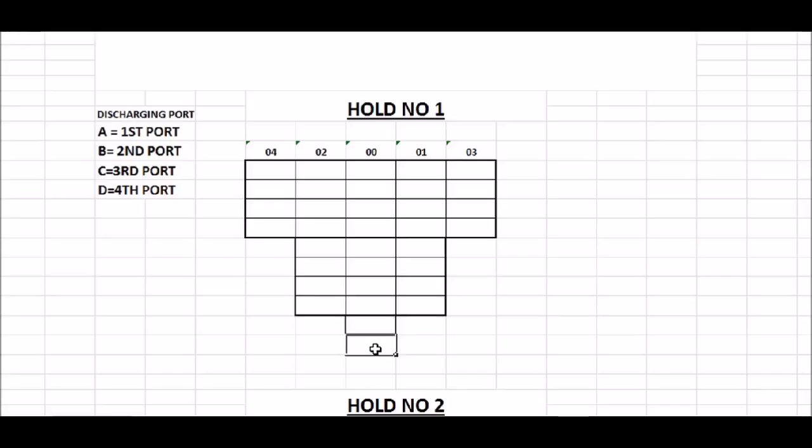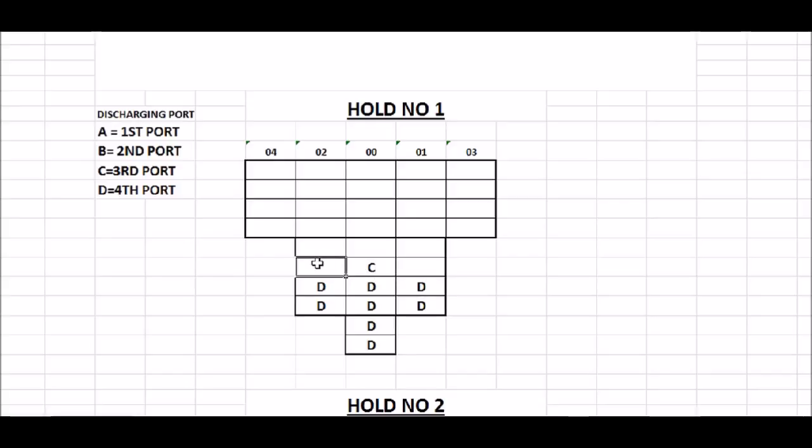The last port of discharging is D, so we will start with D here, then D here, D here, then D here, then D 4, D 5, then here 6, this is 7, and this is 8. So 1 2 3 4 5 6 7 8. So this 8 is done.